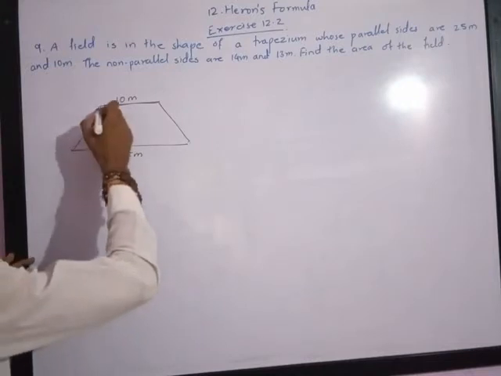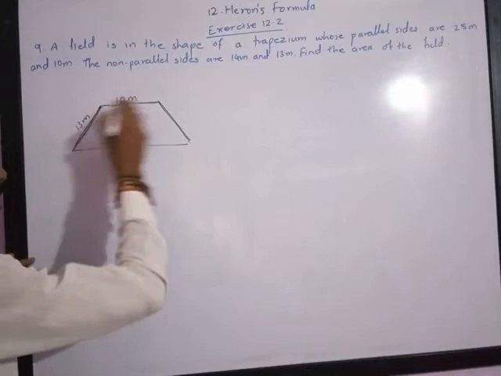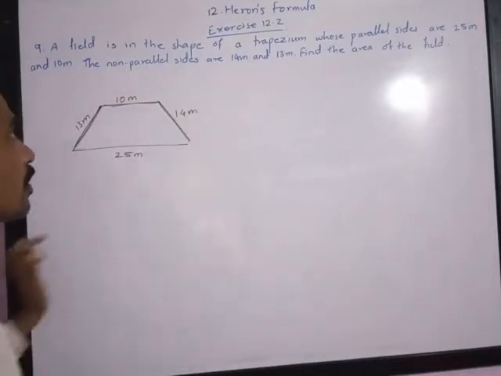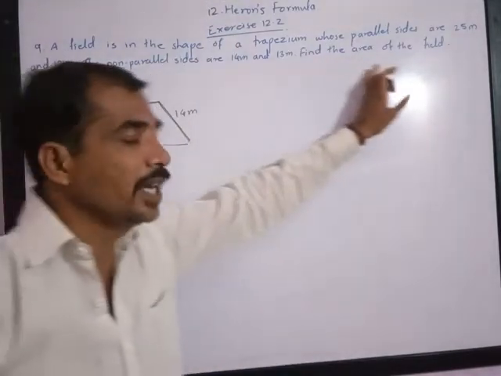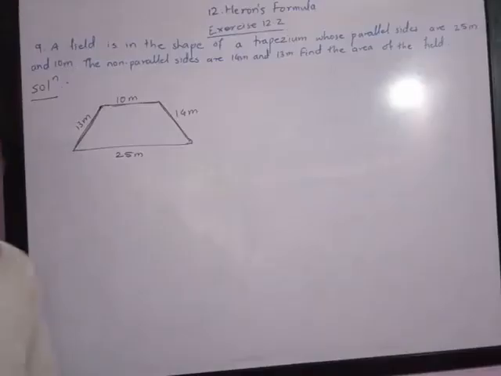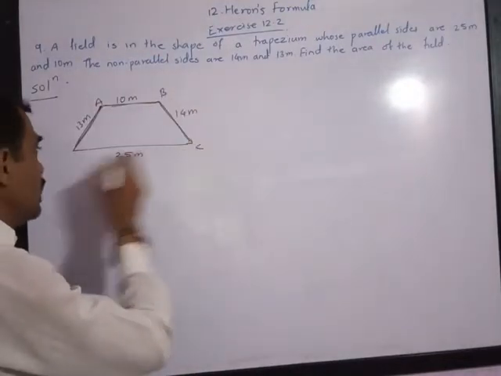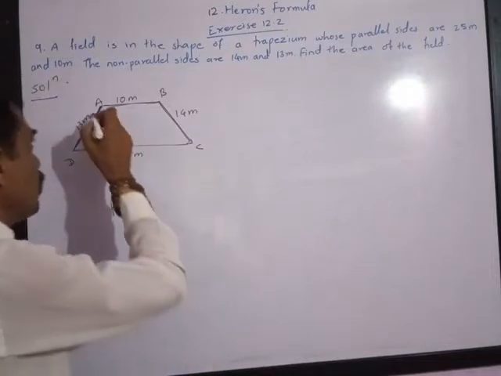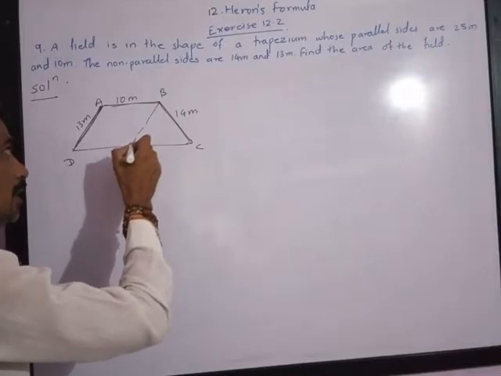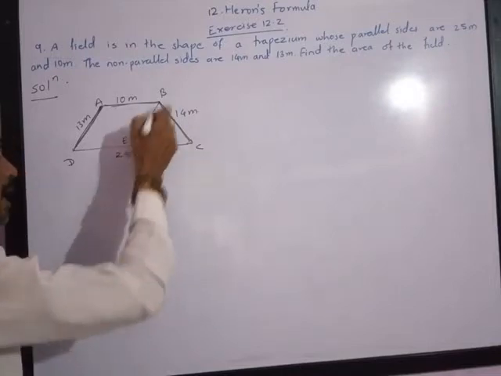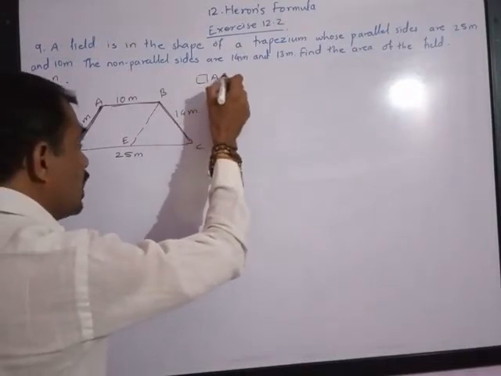Non-parallel sides. So these are the non-parallel sides. One of the sides is 13 meters and the other side is 14 meters. Find the area of the field. So the question is, we have to find the area of this field. So let ABCD be the trapezium, and if we draw a parallel to AD, let BE be parallel to AD. Now we have considered quadrilateral ABCD as a trapezium.